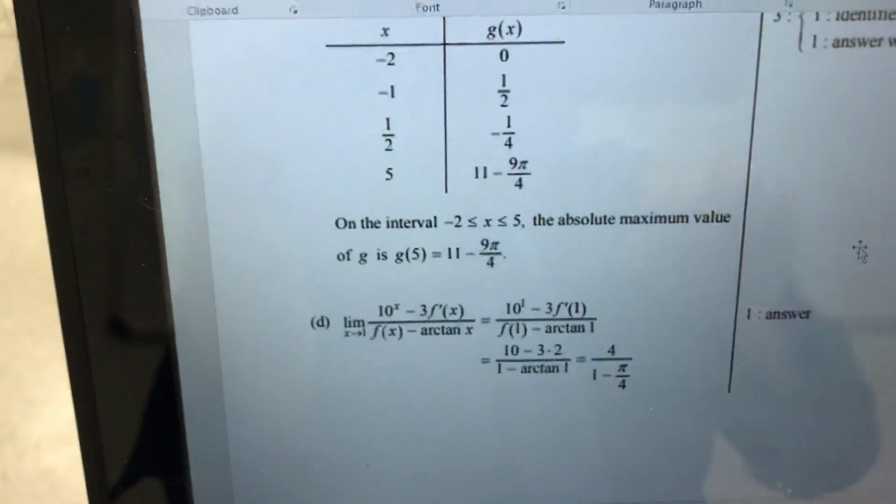And remember, you can leave it in that form. They do not want a decimal approximation on that. And there's the correct answer. We got it.